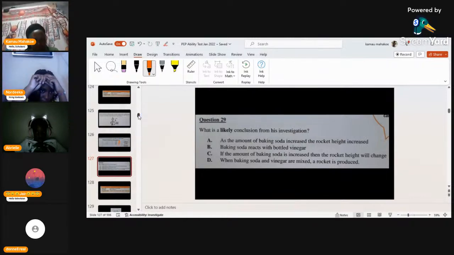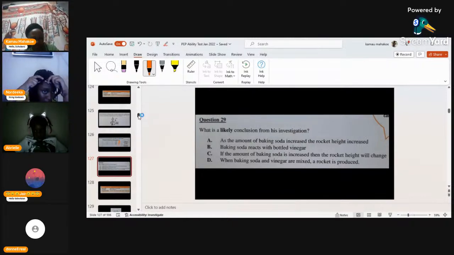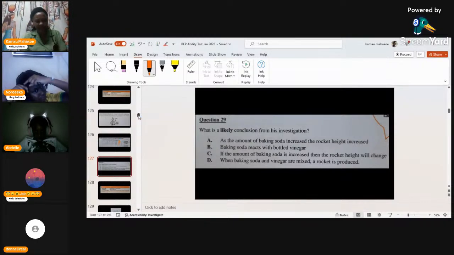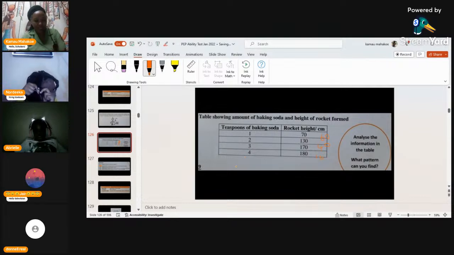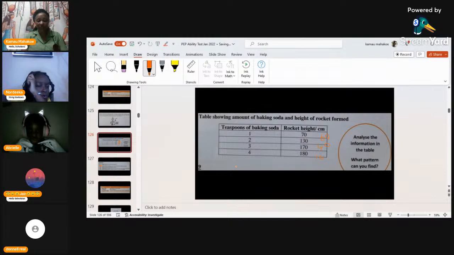But let me see C. If the amount of baking soda is increased, the rocket height will change, but we have to say specifically it increased. So A is correct. But we also have to note that based on the trend, it doesn't stand to reason that it will always keep increasing. Because based on the trend, it was increasing by less and less each time. So it seemed to me that it was getting to a point where it would flatten.